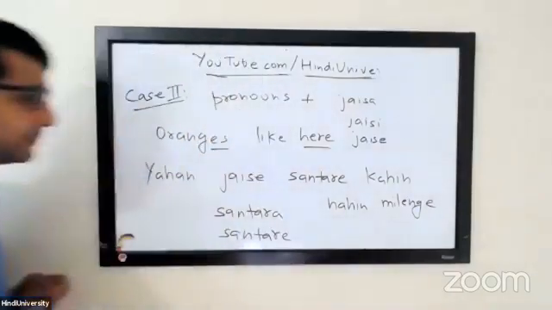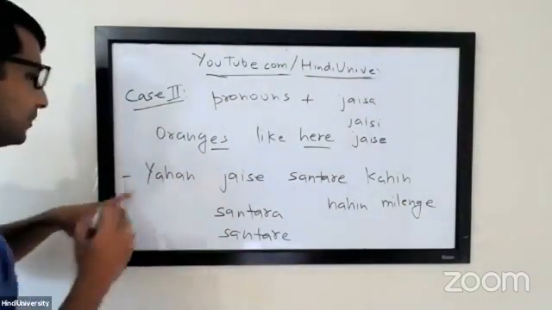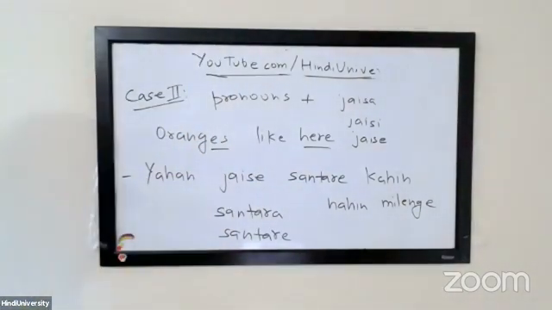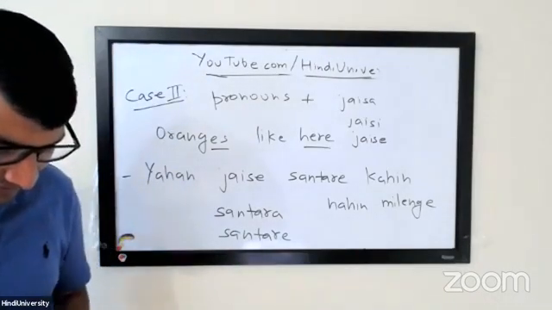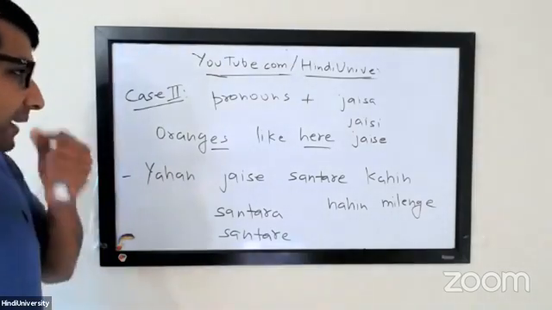नहीं मिलेंगे. And what does it mean, Vatsala ji? यहाँ जैसे संतरे कहीं नहीं मिलेंगे. You won't find oranges like here anywhere. Awesome. Great. I hope this is clear.